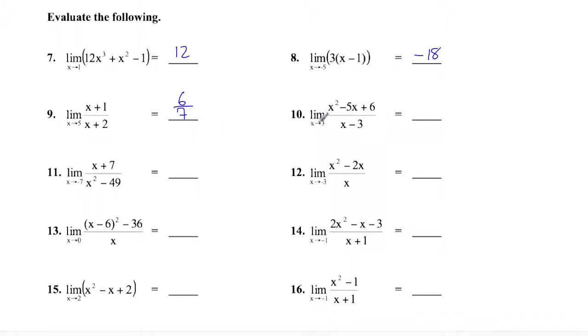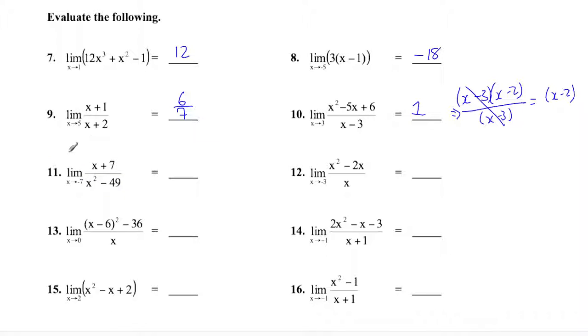Unfortunately, for number 10, if I plug in the 3, I get a 0 in the denominator, which would mean the function is undefined. So what I can do is factor the numerator into x minus 3 times x minus 2. And because there's an x minus 3 in the denominator, I can cancel out the common factors, and I'm left with x minus 2. And so when I plug in a 3, I get 3 minus 2. So this is equal to 1.